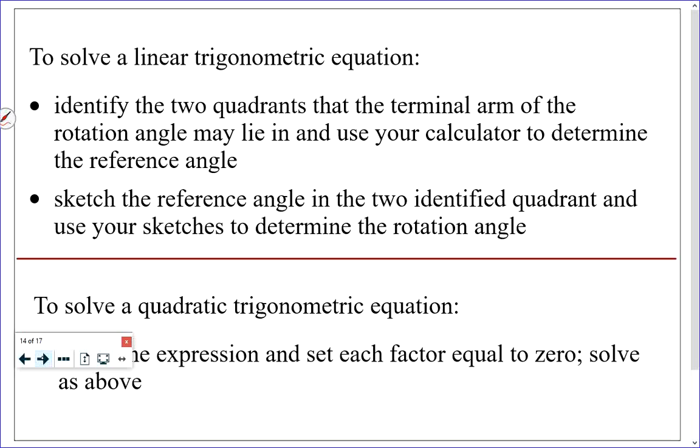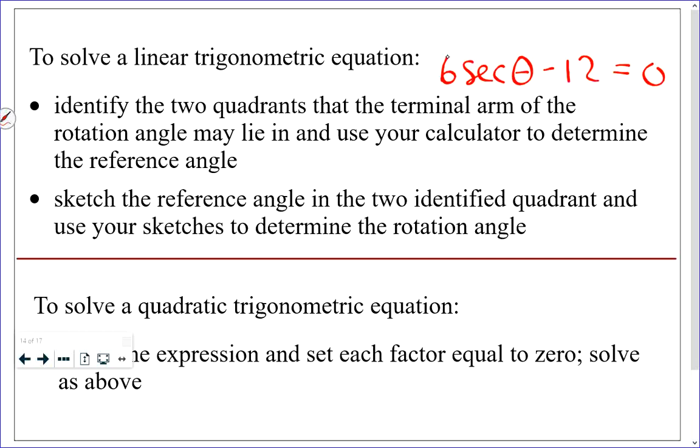To solve a linear trigonometric equation, what do I mean by a linear trigonometric equation? A linear trigonometric equation would be something like 6 secant theta minus 12 equals 0. That's linear, because the trigonometric ratio is raised to a degree of 1, which is linear. It's not raised to a degree of 2, which is quadratic.